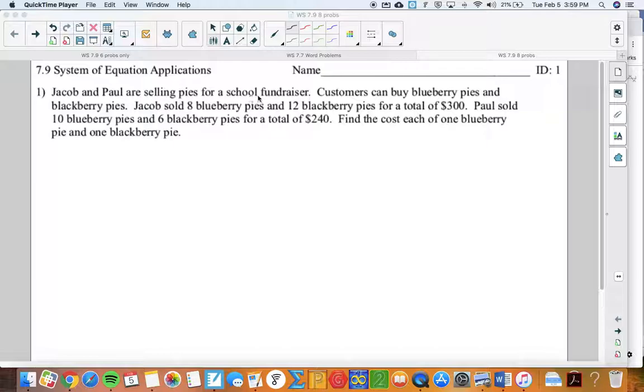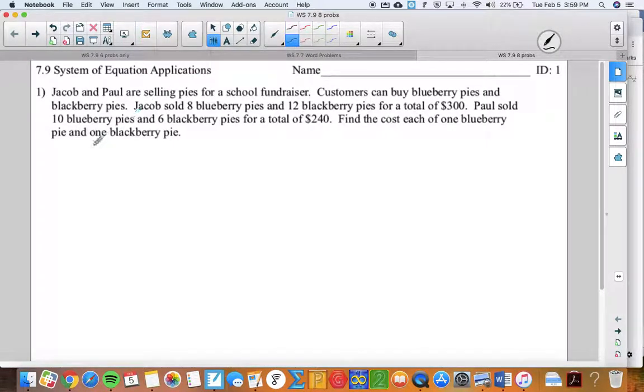Jacob and Paul are selling pies for a school fundraiser. Customers can buy blueberry pies and blackberry pies. Jacob sold 8 blueberry pies and 12 blackberry pies for a total of $300. Paul sold 10 blueberry pies and 6 blackberry pies for a total of $240. Find the cost of each one blueberry pie and one blackberry pie.